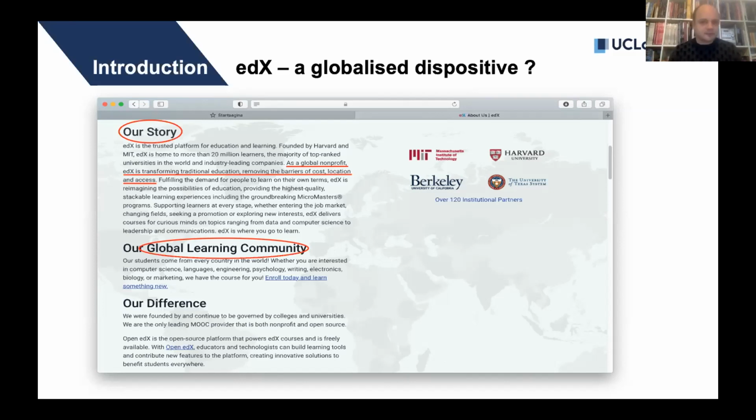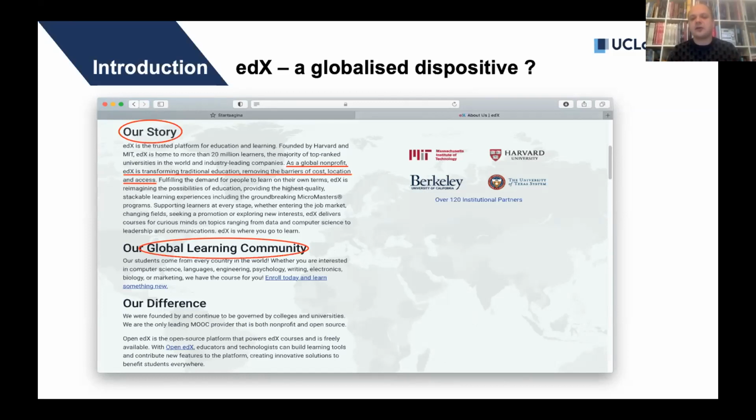Of course, recent studies, recent critical discourse studies in particular, have focused a lot on these claims made by these platforms in terms of their global impact and so on. And they do point out quite often that, of course, there is perhaps a global agenda behind the MOOCs and the MOOC platforms.